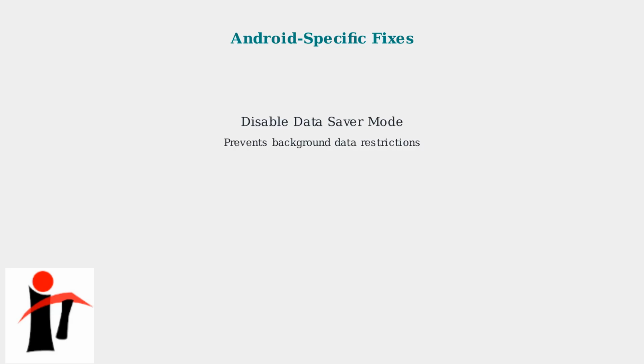Android users have their own set of system-level optimizations that can interfere with app connectivity. Let's address these step by step. First, disable Data Saver mode if it's enabled. This feature restricts background data usage and can prevent the MetaQuest app from maintaining its connection.